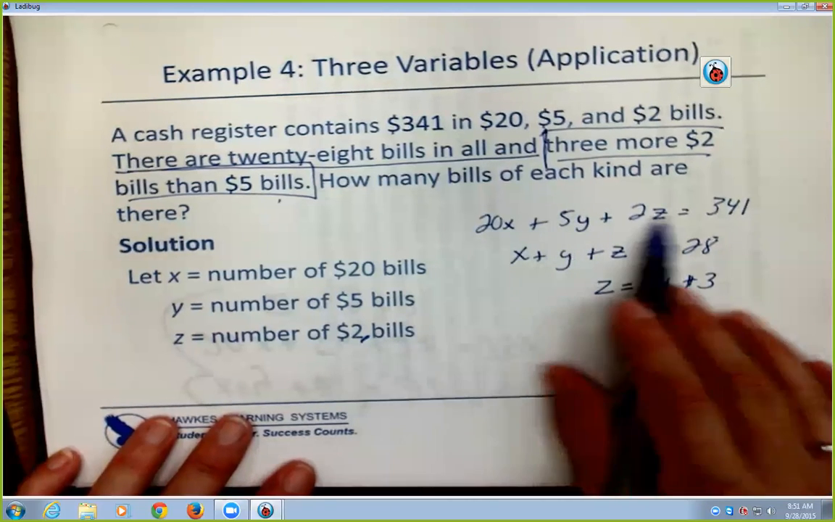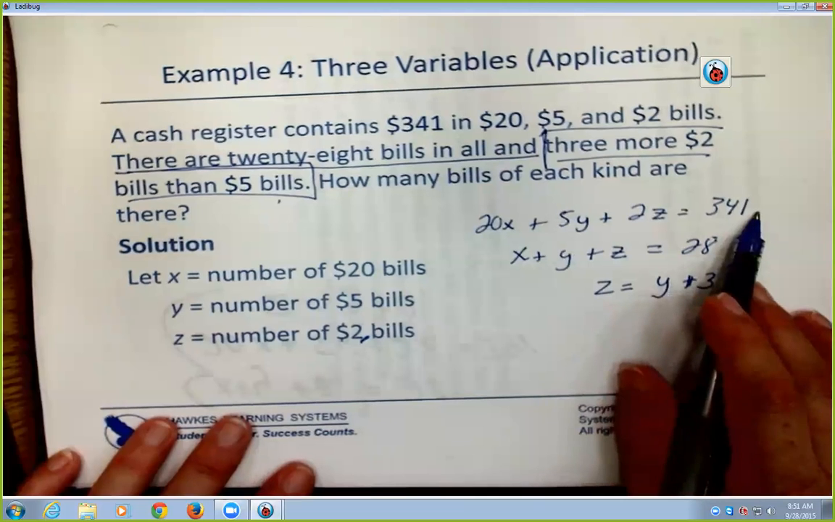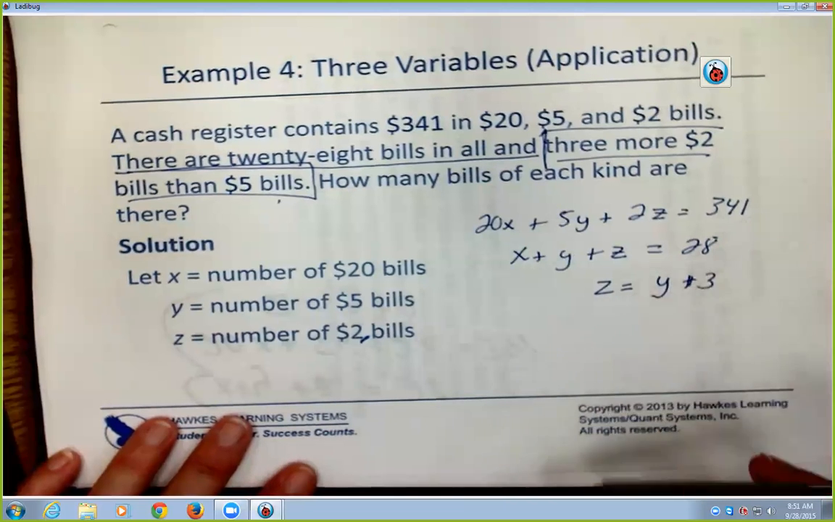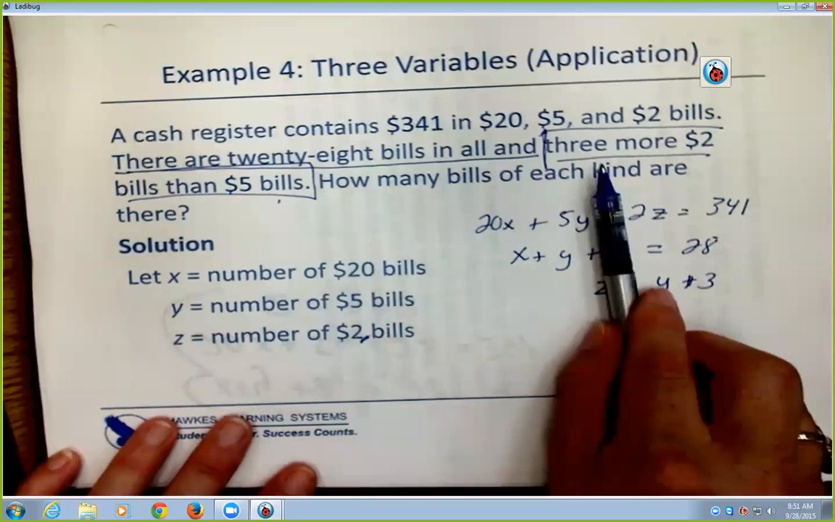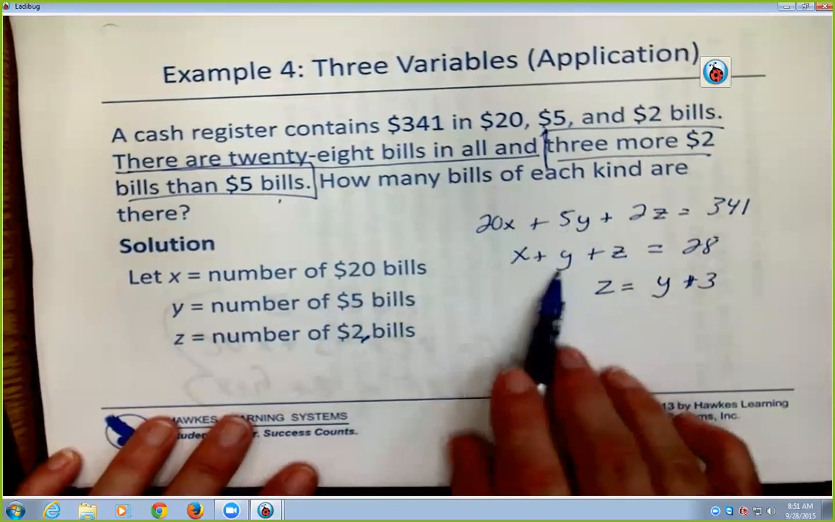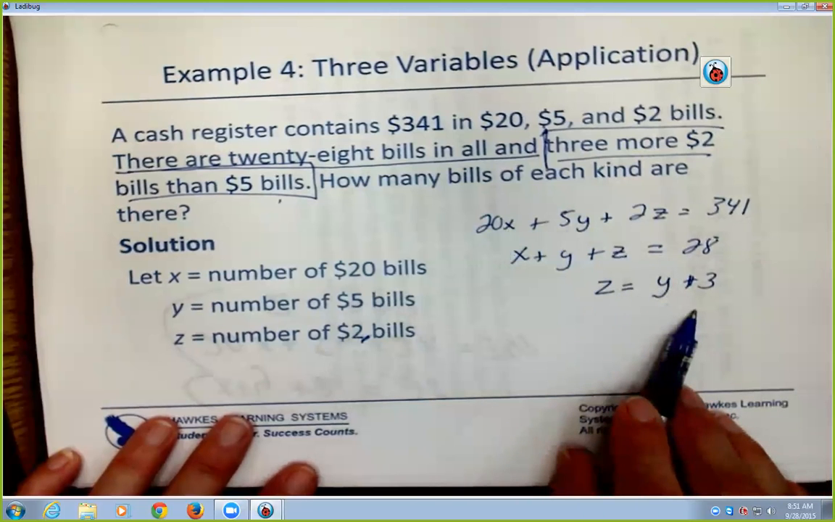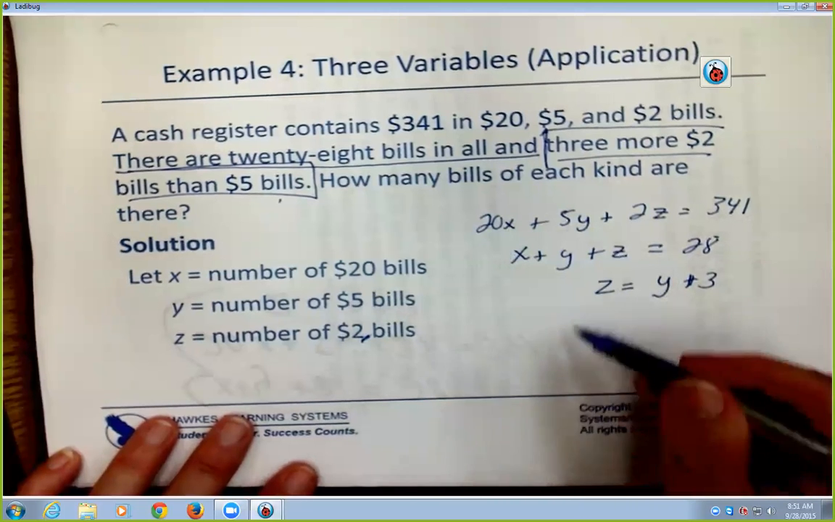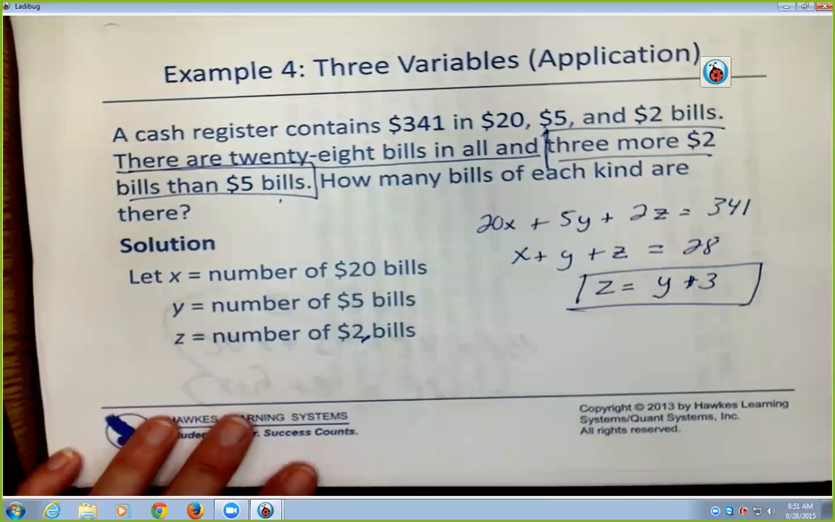These are all in what's called standard form. And we talked about standard form when we did addition. Standard form meant all letters on one side and all numbers on the other. I have that in this one, I have that in this one, but I don't have it in that one, correct? So this piece needs to be fixed.